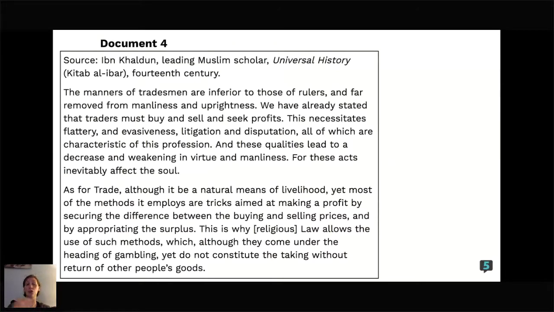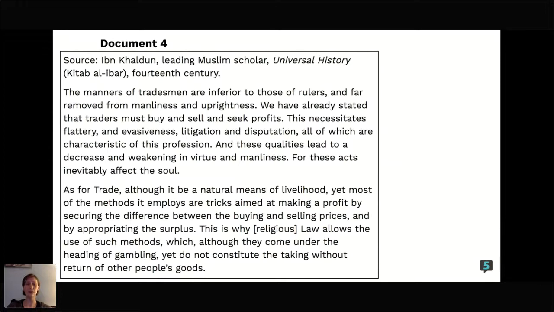And then we'll do document 5 together. I think it's 5 or 6 after this, but we'll start with document number 4. So first thing I want to read is the source line. And the source of this document is Ibn Khaldun. He's a leading Muslim scholar, and this is from his text, The Universal History, written in the 14th century. So that would be the 1300s.